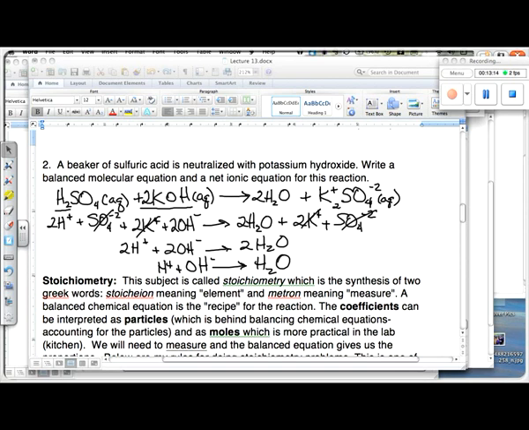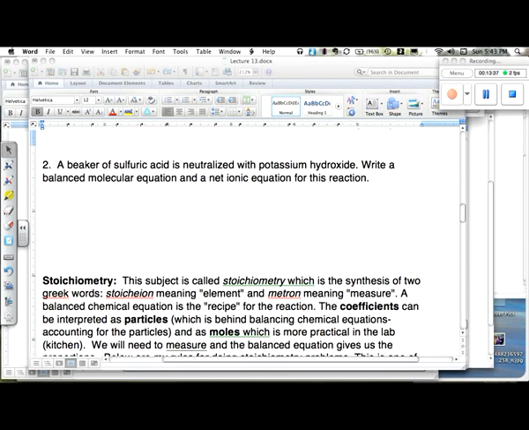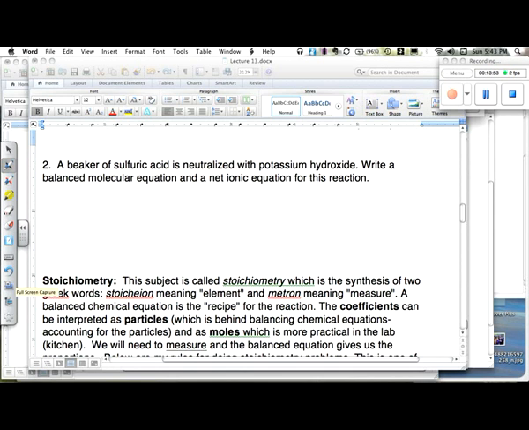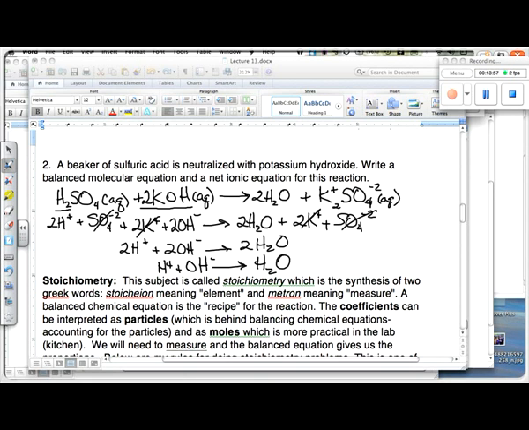Stoichion is from the Greek meaning element, and metron is to measure. So we are measuring. In fact, this is a lot like cooking, stoichiometry. It's about proportions. So if you double a recipe or cut it in half, that sort of thing. We've been working with chemical equations in the last 3 lectures, and the coefficients that are in front of the species, the chemical formulas, can be interpreted as particles. So this 2 in front of this H plus, the 2 in front of the H, why it does that sometimes.